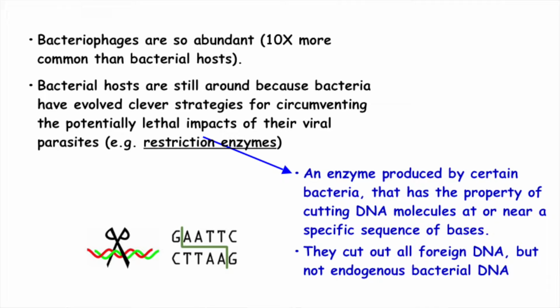Bacteriophages are extremely abundant, about 10 times more common than their bacterial hosts. But bacteria are still around because they have evolved clever strategies to avoid the lethal impact of the viral parasites. One of these strategies is the use of restriction enzymes. These are produced by certain bacteria, and they have the ability to cut the sequence of bases at specific sites, and thereby they protect the bacterium.